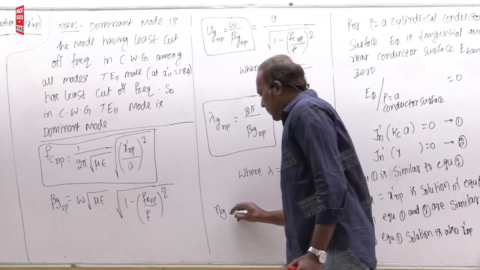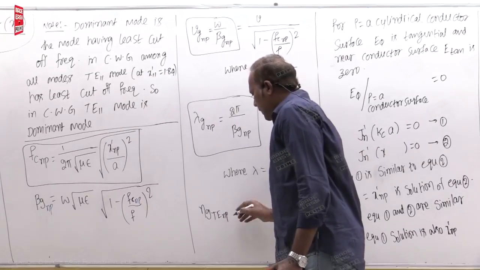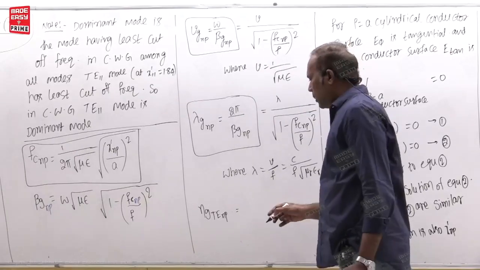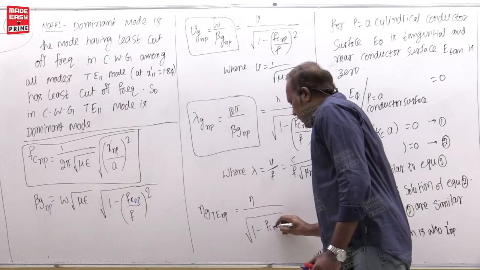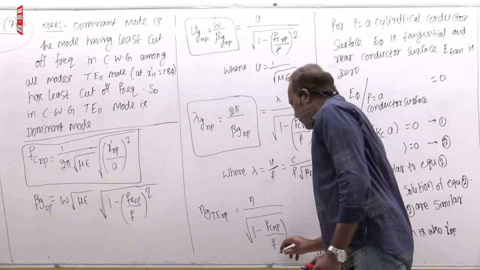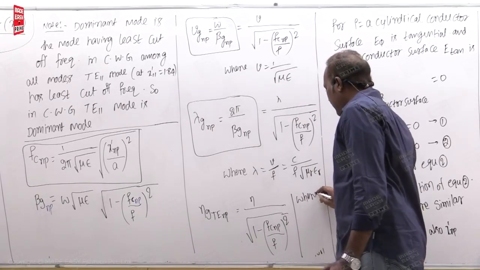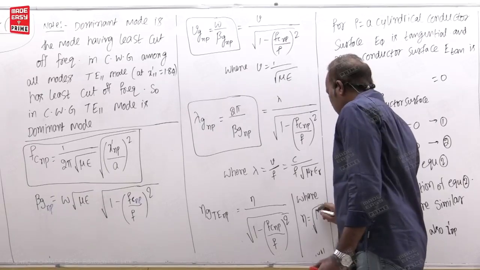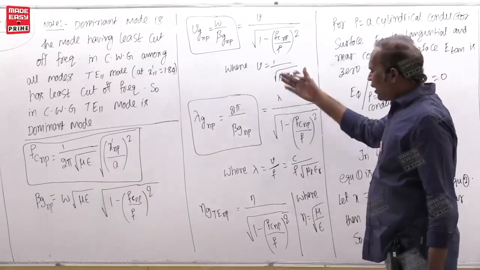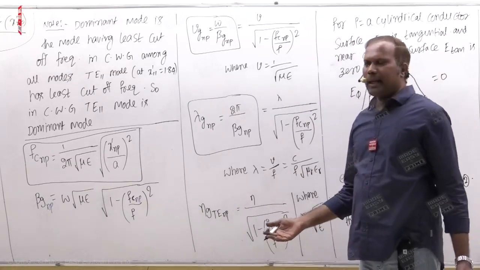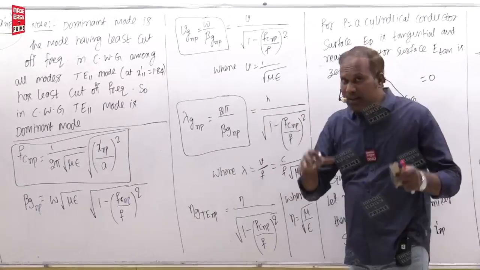And eta g for TE np mode is equal to eta g of TM mn mode, that is eta divided by root of 1 minus fc np divided by f whole square, where eta is equal to root mu by epsilon. No need to put them in the box because they are exact same formulas as rectangular waveguide. I told you they should be same.